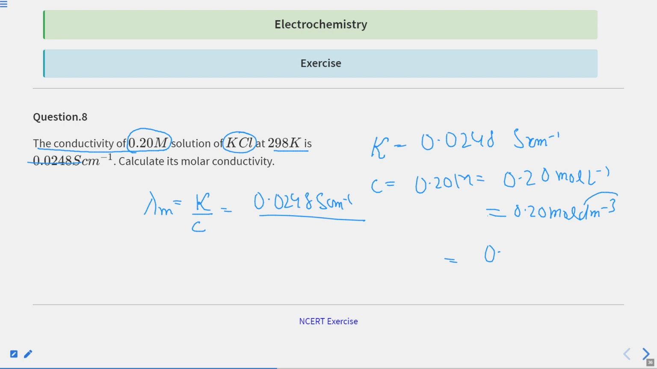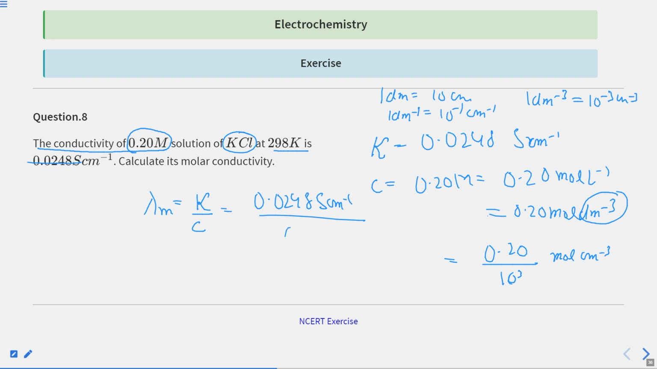Since decimeter is having inverse power, we have to divide it finally by the given number. 10 to the power 3 for 1 decimeter cube is equal to 10 centimeter. Therefore, for 1 decimeter inverse, it will be 10 to the power minus 1 centimeter inverse. Therefore, for 1 decimeter cube, it will be 10 to the power minus 3 centimeter cube. So if you put it down, it will be in this fashion: 10 to the power 3 mole per centimeter cube.